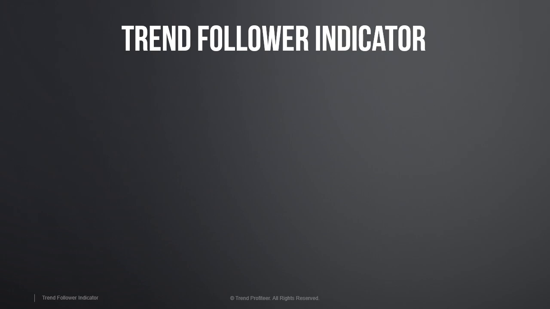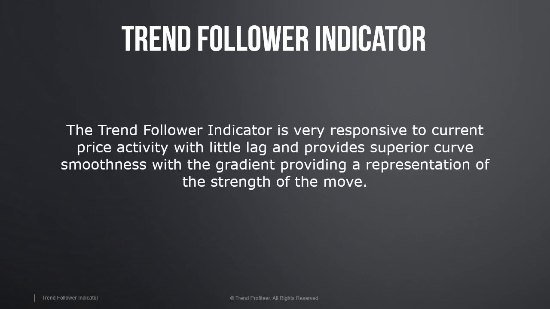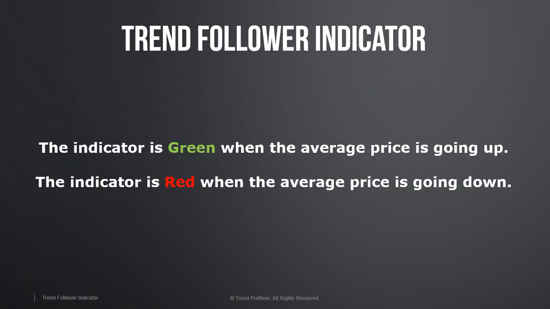In this lesson, we're going to go over the Trend Follower Indicator and see what role it plays and how to use it with the Profiteer system. The Trend Follower Indicator is very responsive to current price activity with little lag and provides superior curve smoothness, with the gradient, that's the angle, providing a representation of the strength of the move. Very simply, the indicator is green when the average price is going up, and red when the average price is going down.